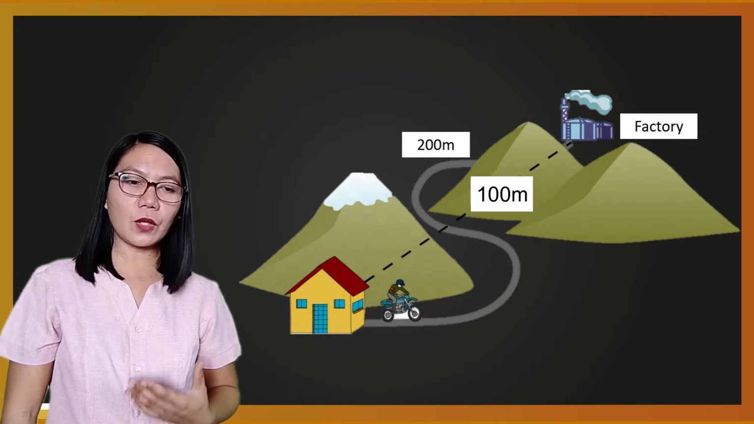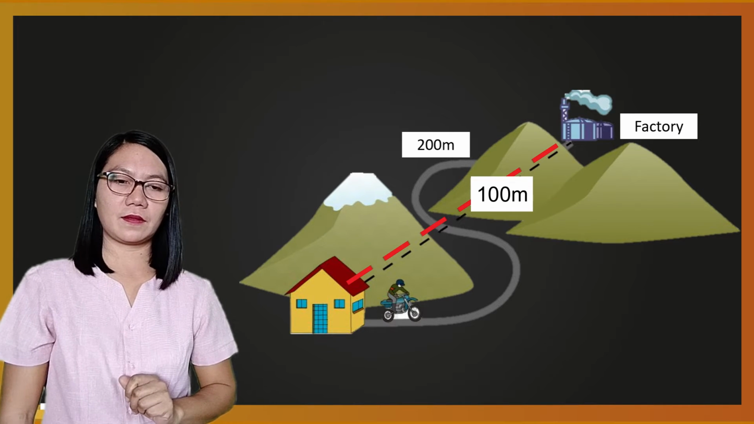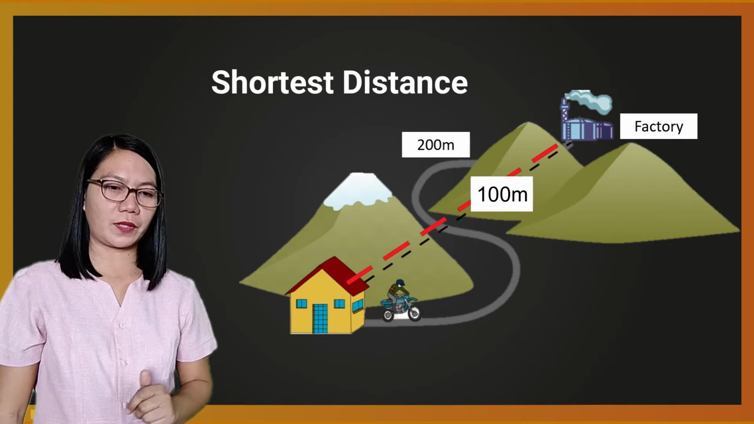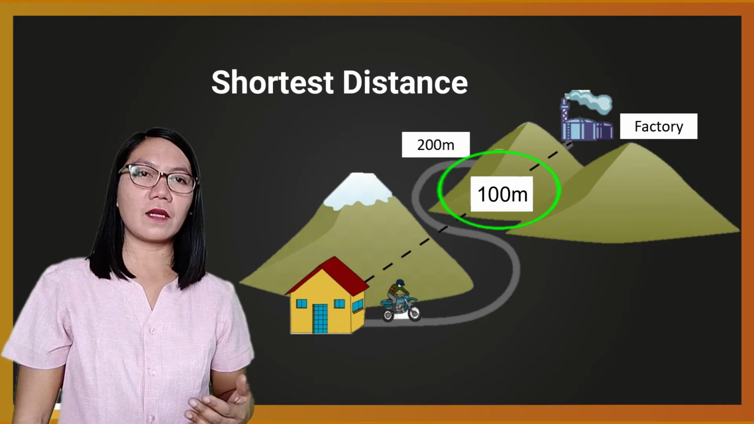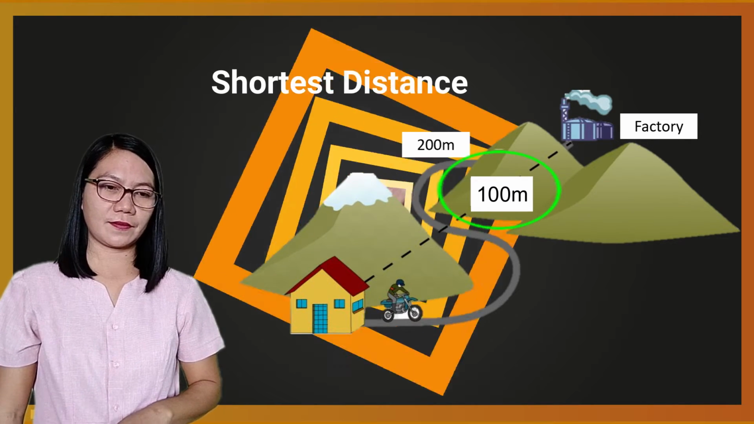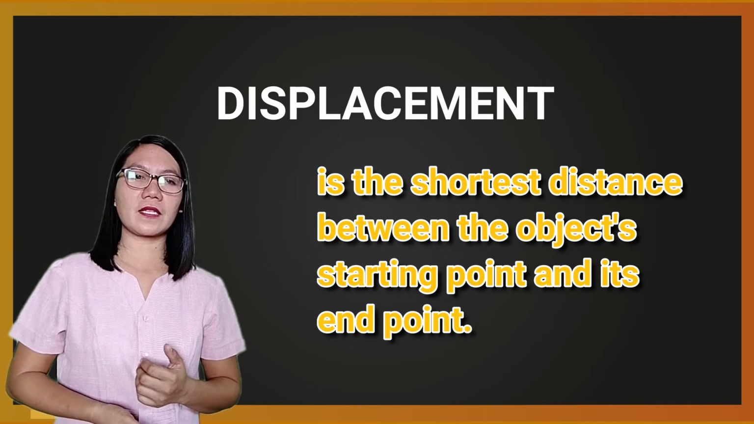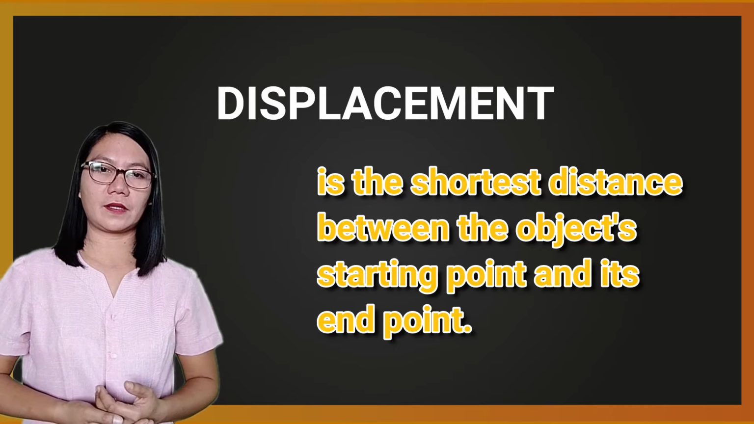Now, let's take a look at the broken line. What can you say about it? That is the shortest distance from the man's house to the factory. It measures only 100 meters to the northeast. That path is what we call displacement. Displacement is the shortest distance between the object's starting point and its end point.